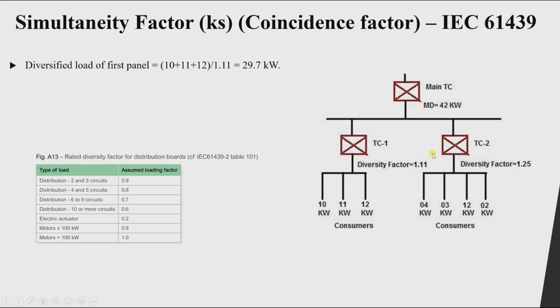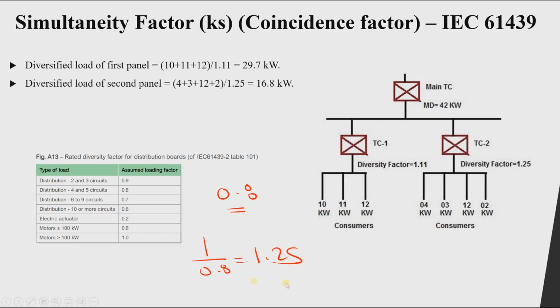Now what about the other section? We have 1, 2, 3, 4 panels, so for 4 and 5 use 0.8. So 0.8 is the simultaneity factor or coincidence factor. For diversity, it will be 1 over 0.8, which is 1.25. So it will be total connected load divided by the diversity factor, or total connected load multiplied by the coincidence factor. Both of them are the same. Anyway, in order to avoid any confusion, all you have to do is take the total load and multiply it by a number that will make it smaller. That's it. We are trying to make this number smaller. That's all we do.